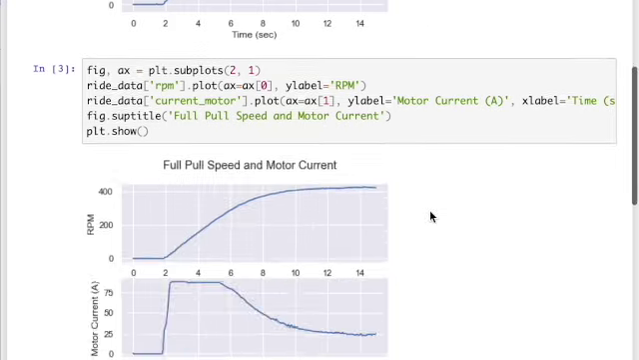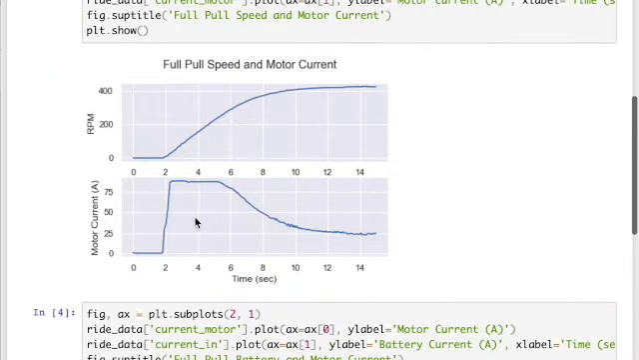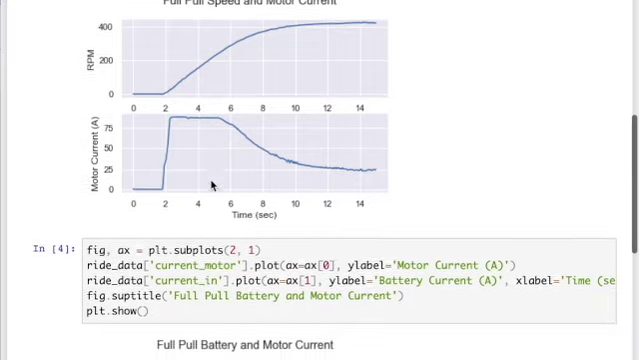The second graph shows the RPM and motor current together. During that constant acceleration between 2 and 5 seconds, the motor current is at its maximum. As the motor current drops after the 5-second mark, so does the slope of the RPM and the acceleration. At full speed, the motor current is only at about 25 amps, about a quarter of its peak value.